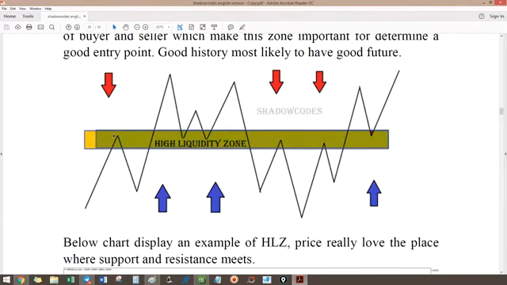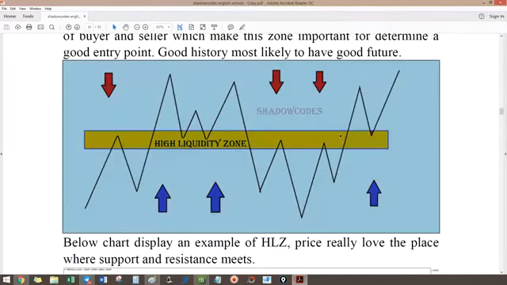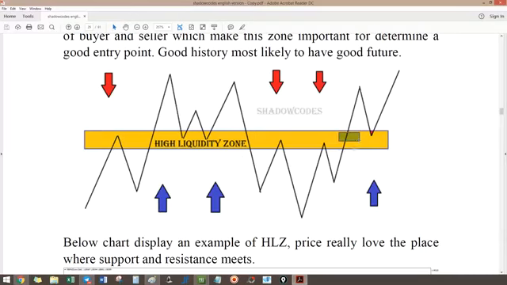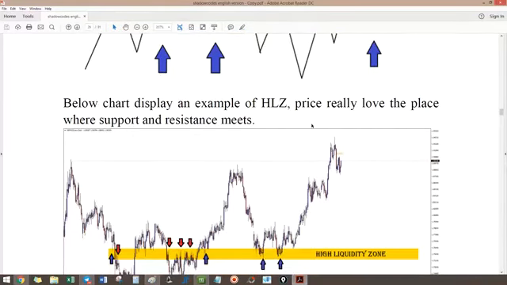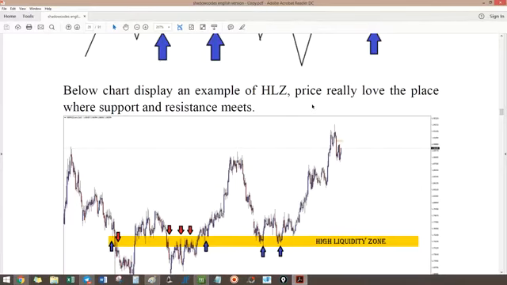For example, you have a support here, a resistance here, a support here, a resistance here. Most likely, after the break of this level, price will retest back here in the zone. You will most likely have a flat limit or you have a base here, right? The chart below displays an example of an HLZ, which price really loved.